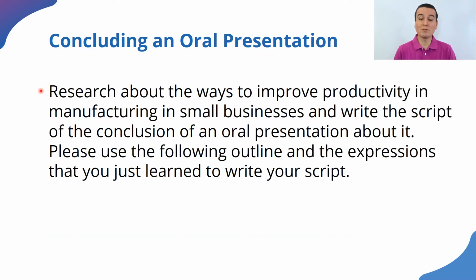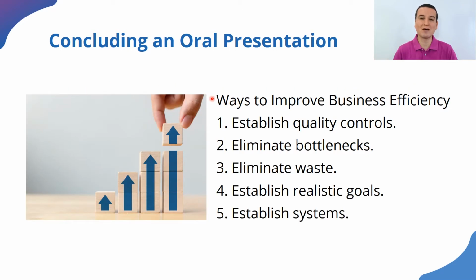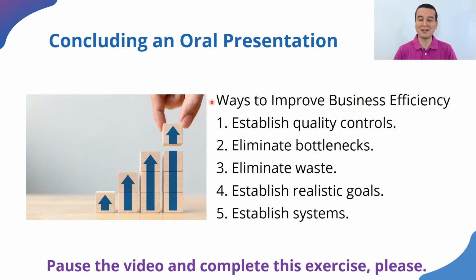Now, with this, we have some practice for you, and this is it. Research about the ways to improve productivity in manufacturing in small businesses, and write the script of the conclusion of an oral presentation about it. Please use the following outline and the expressions that you just learned to write your script. You have to research, but I'm giving you some pointers here that you can use in your presentation. Here's the outline. So look at it, and if you need to research more about them, go ahead. If not, you can just go ahead and write the script of your conclusion for this presentation. Pause my video, complete the activity, and I'll see you in a moment.